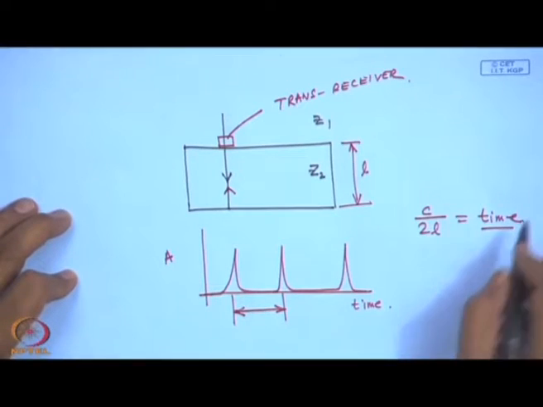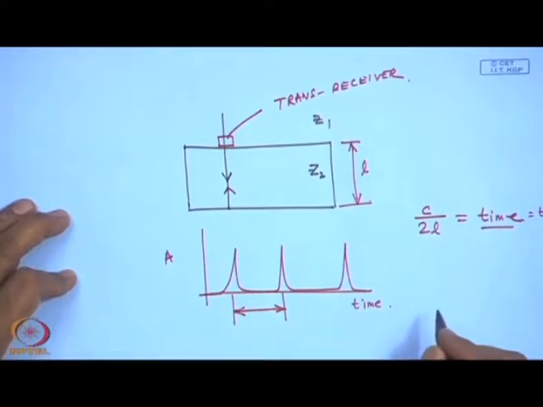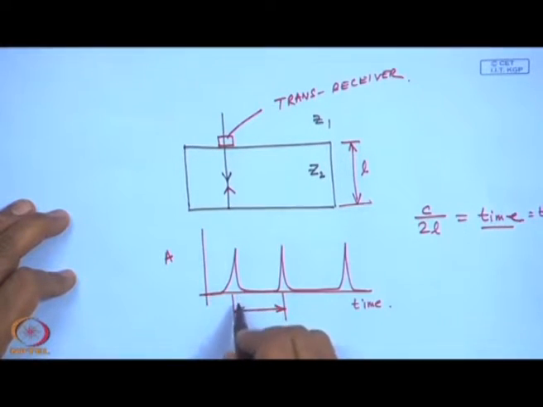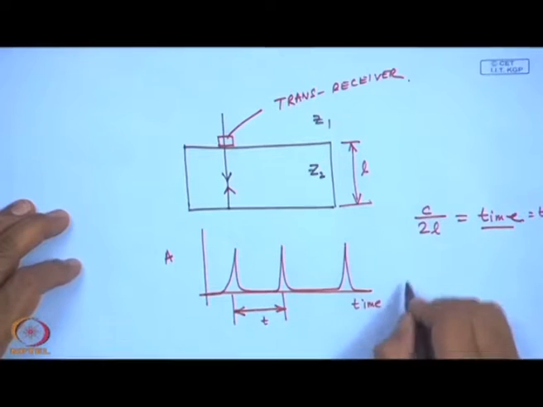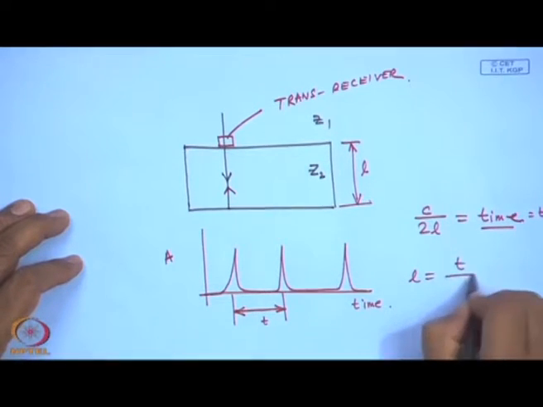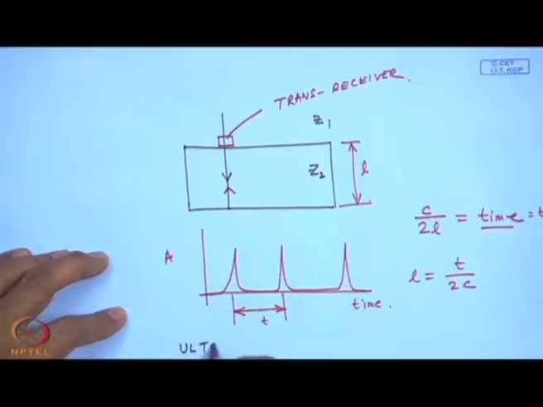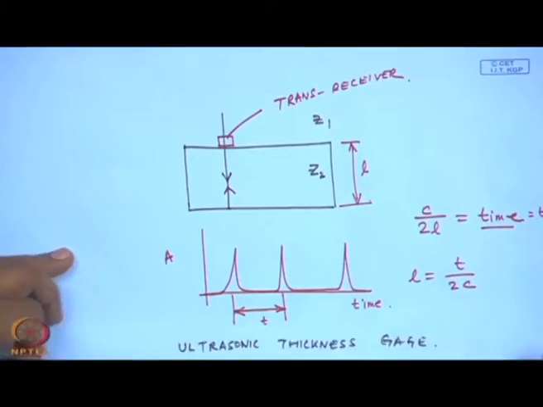Okay. T. So, indirectly, if I know the time period between such intervals where I send the wave and get the reflected wave, and if the speed of sound is known, I can find out L as C T by 2, and this is the principle behind what is known as an ultrasonic thickness gauge. This has a lot of industrial applications.